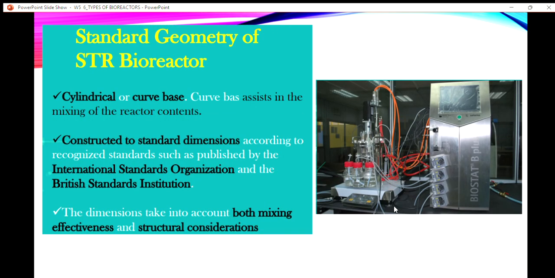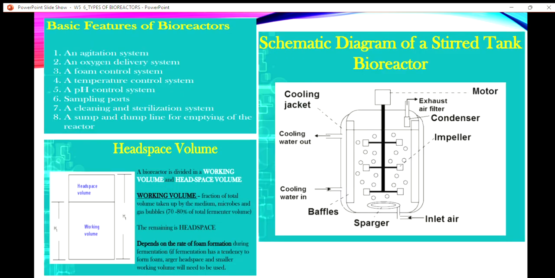So this is a bioreactor. It might be cylindrical or curved base, usually using stainless steel. It is actually one of the most used bioreactors worldwide, in industry. So this is the schematic diagram of the stirred tank bioreactor.